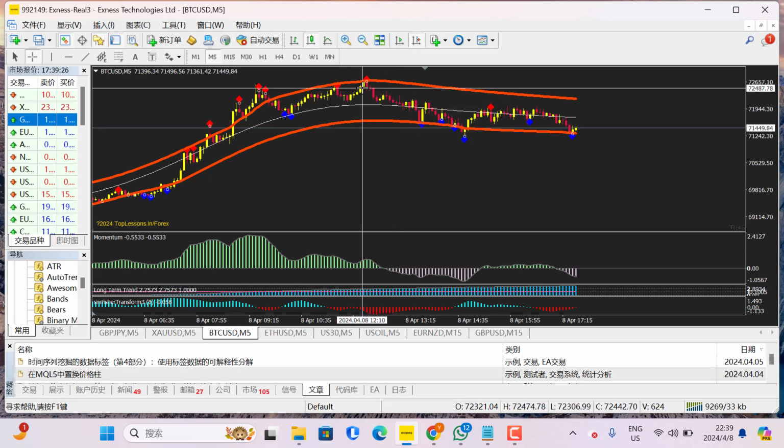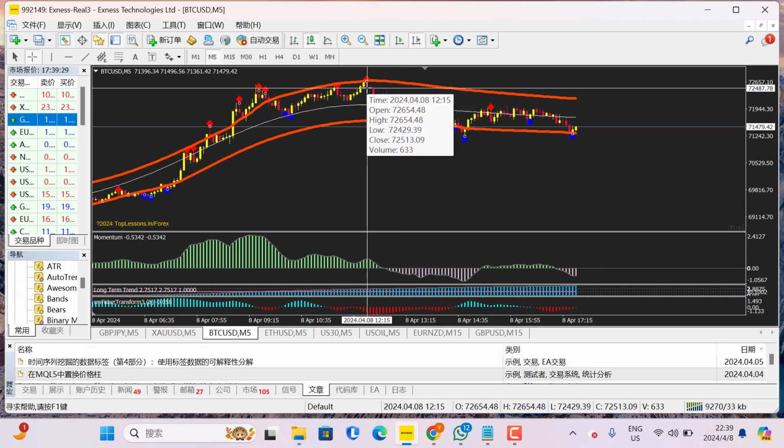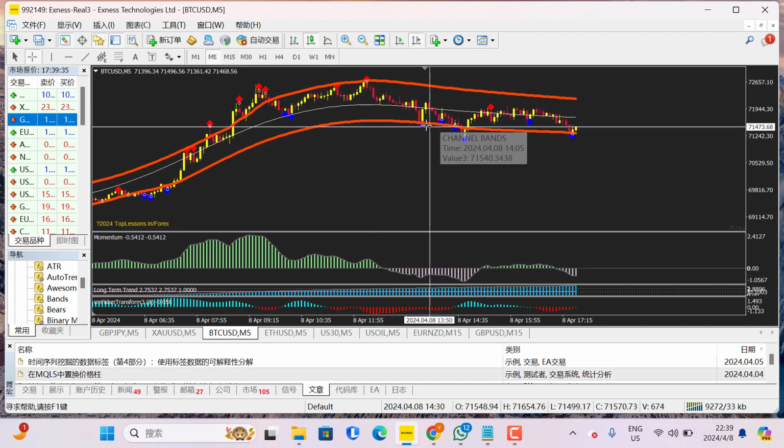I have taken my entry from this candle. I have taken my sell position. I opened my sell position from this candle and I have booked my profit here.